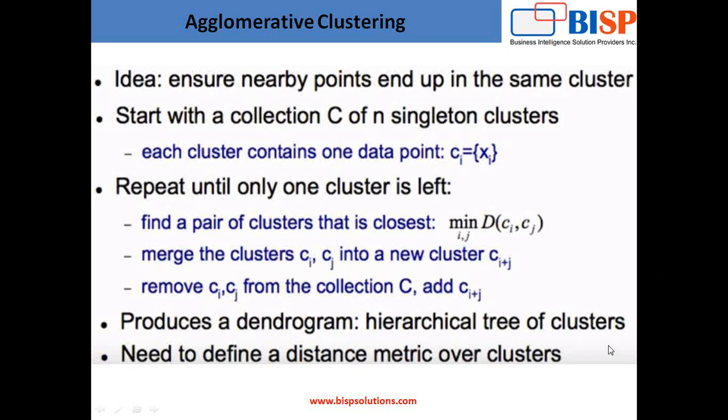We can use a scatter plot to demonstrate the clusters, or we can use a dendrogram. The dendrogram is the most appropriate chart to show the hierarchical trees of clusters. It represents the clusters in the form of hierarchical trees, and we need to define a distance metric over clusters, which we call Euclidean distance. Let's take an example and let me demonstrate how we can create agglomerative clustering in Python and how we can plot it using a dendrogram.